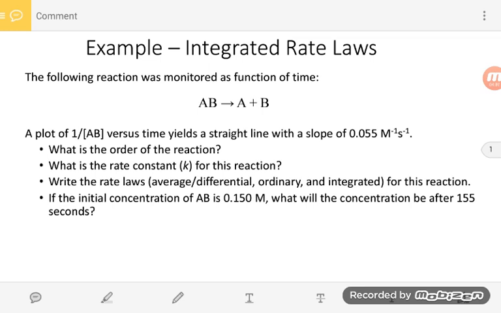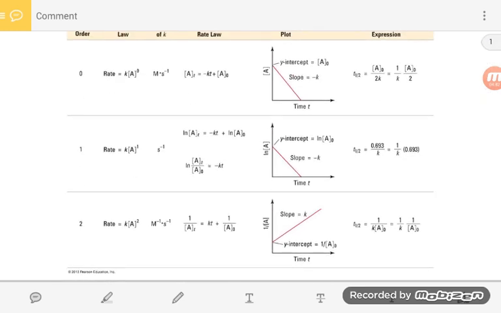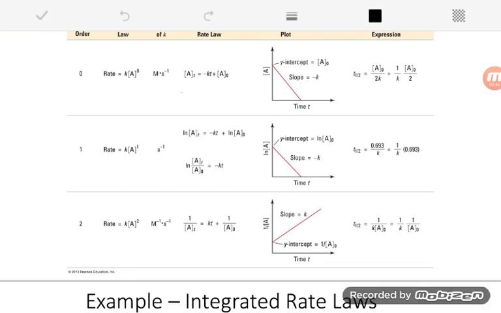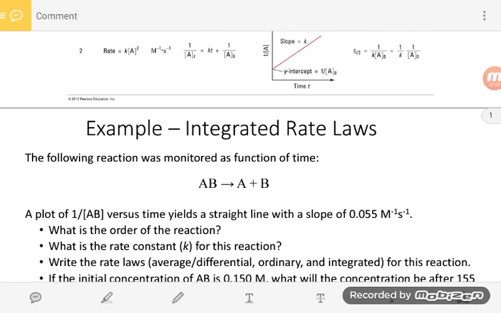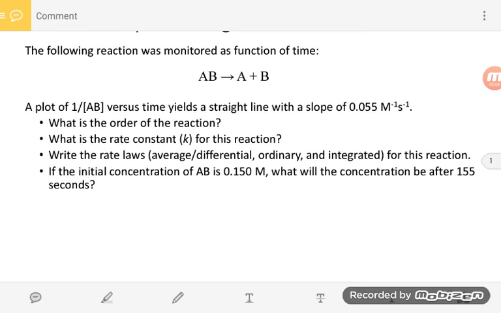Those are super easy. All we have to do is go back here and ask ourselves, does this correspond to a zero, first, or second order reaction? Since the problem specified that 1 over the concentration versus time made a straight line, this must be a second order reaction where the slope is giving us the rate constant. So first problem, really simple.